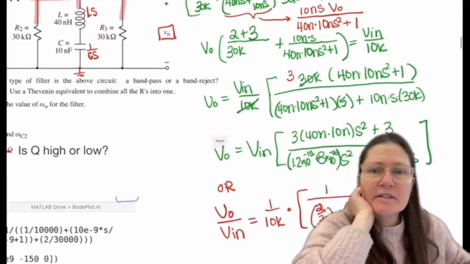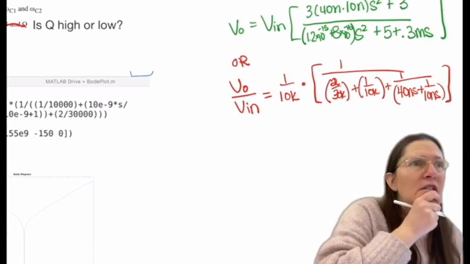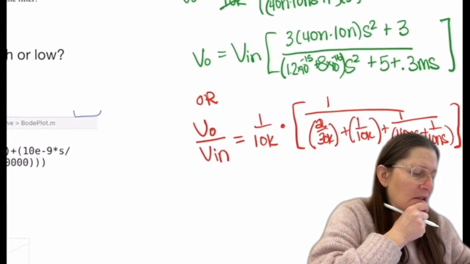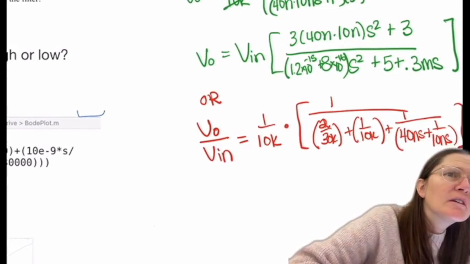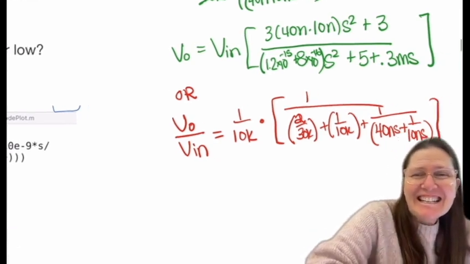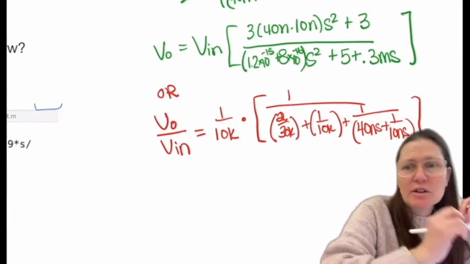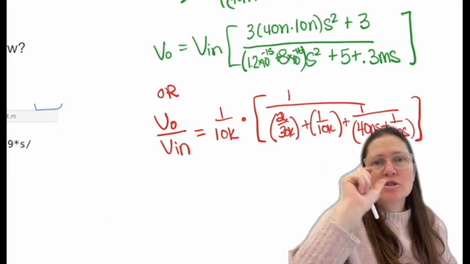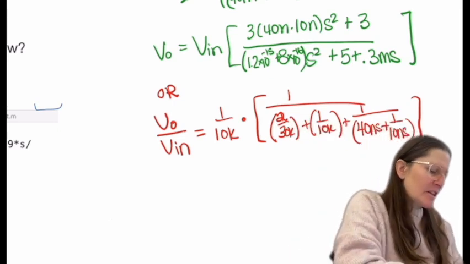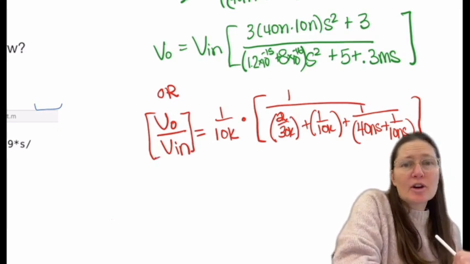Right, you guys get this? I didn't do it on Wolfram. So once you get the V out equation in terms of V in, you just divide the V in over to the other side, so you have a quantity of V out over V in. This is called the transfer function.